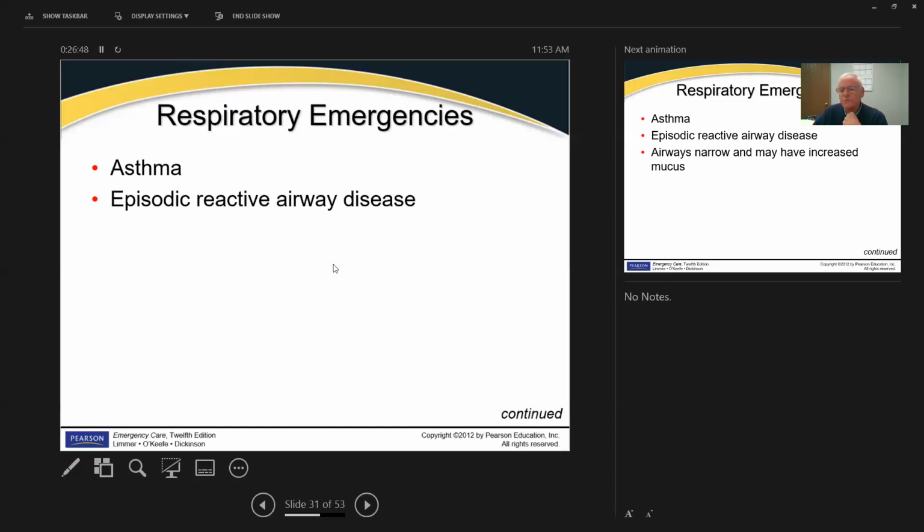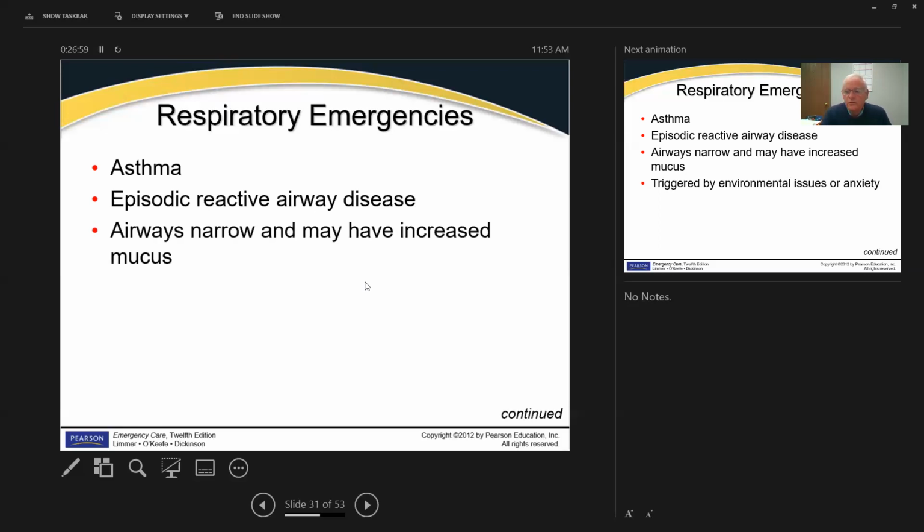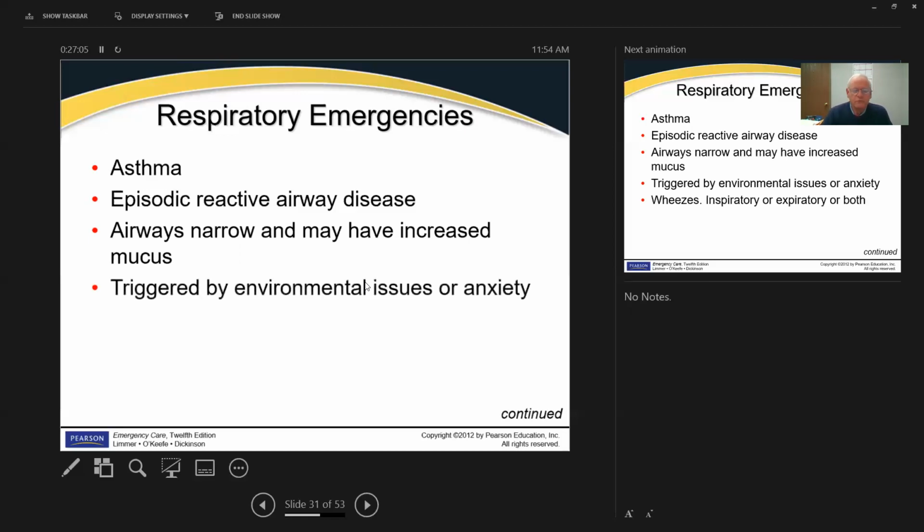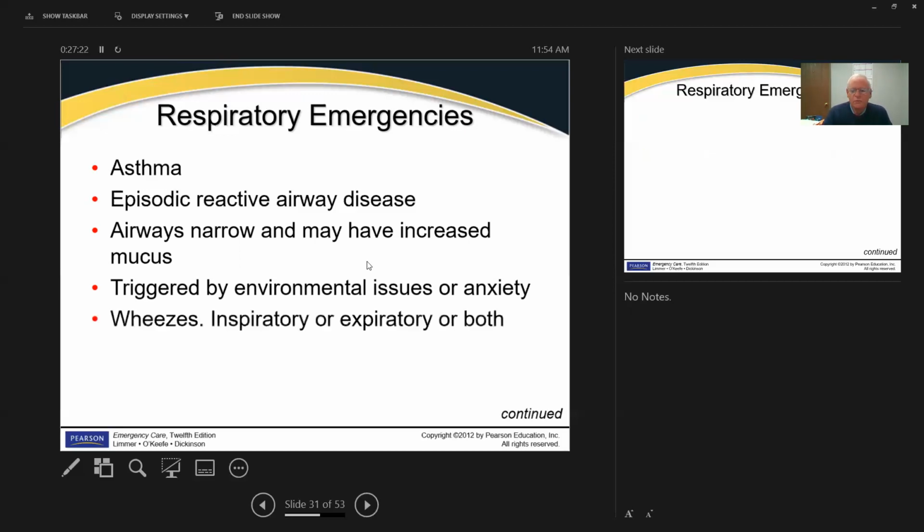And it's a reactive airway, which means our airways are reacting to something. There are a couple different reasons to have asthma. But the way they react is those airways get very narrow, and they can have increased mucus production. They can be triggered by a variety of environmental issues. They breathe in smoke or pollens, whatever it happens to be. And sometimes anxiety or emotional reasons will trigger an asthma attack. The big thing with asthma is recognizing it, and that's with wheezes, whistling sounds. They can be on inspiration or expiration, but you'll hear a whistling sound.